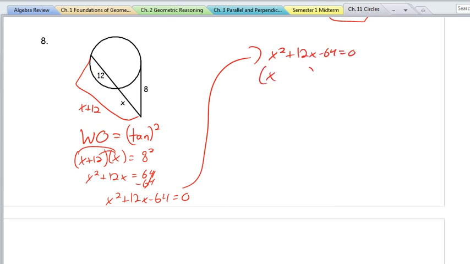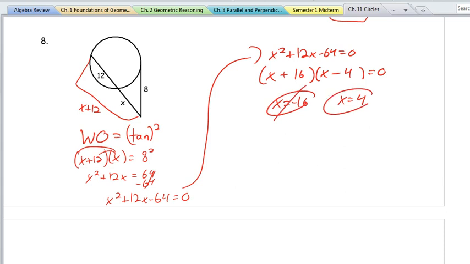What works? And you could do positive 16. Maybe you beat me to it. And negative 4. So we have x equals negative 16. x equals 4. Not showing my work for that, getting to that part because I'm an expert at it. Most of you guys are too. x equals negative 16 does not work. x equals 4. Good to go. We can have that outside there. So again, WO equals WO for your secant-secant, and then WO equals tangent squared for your secant-tangent.